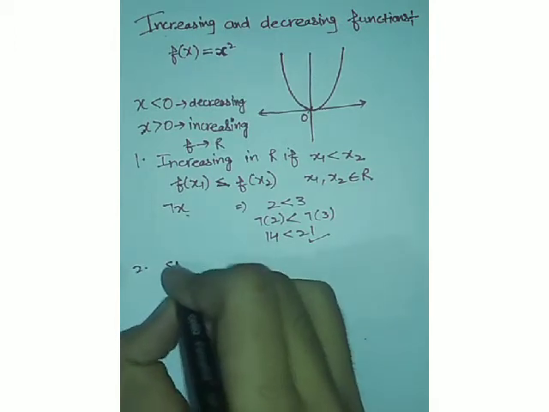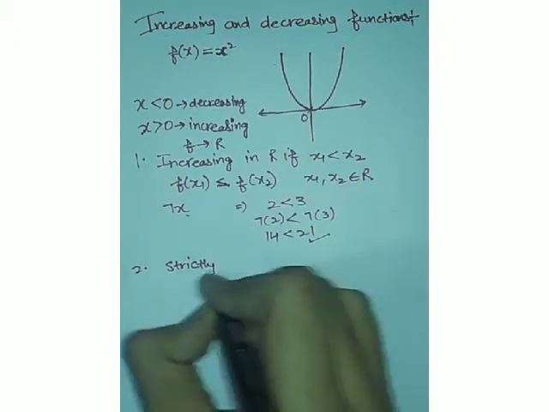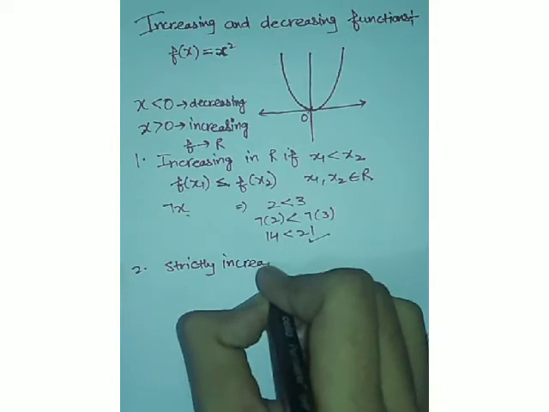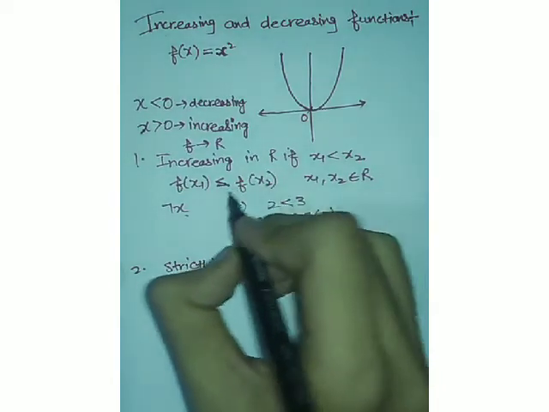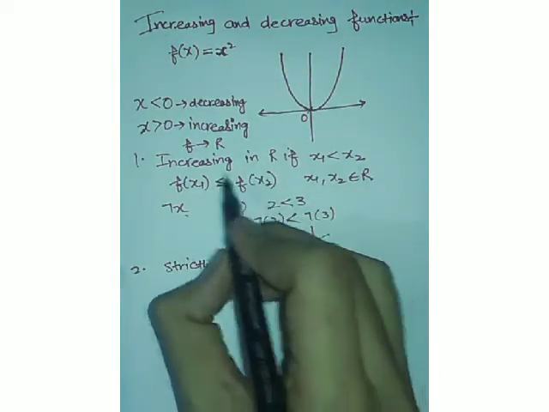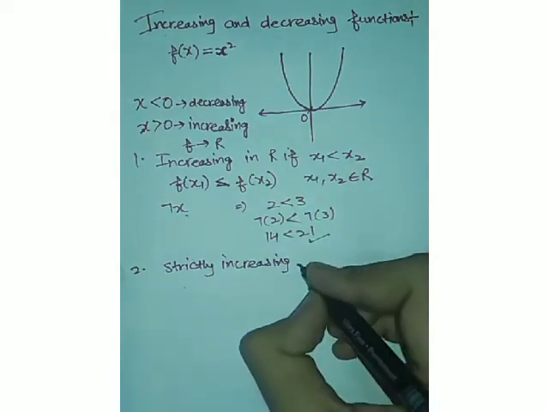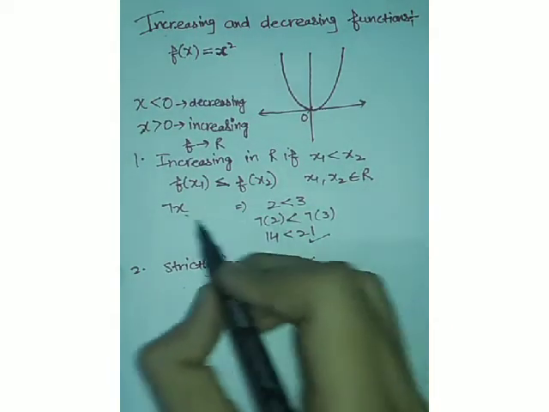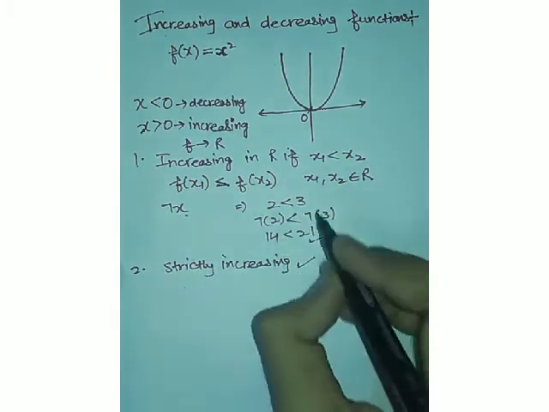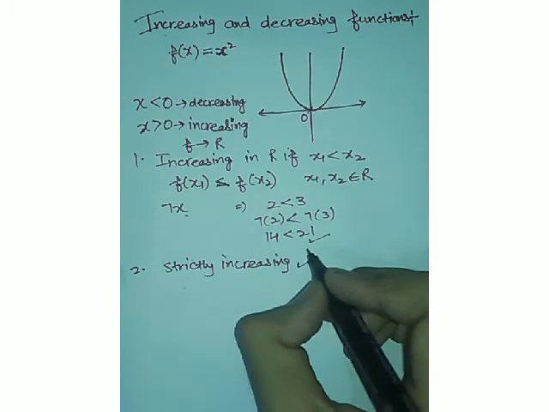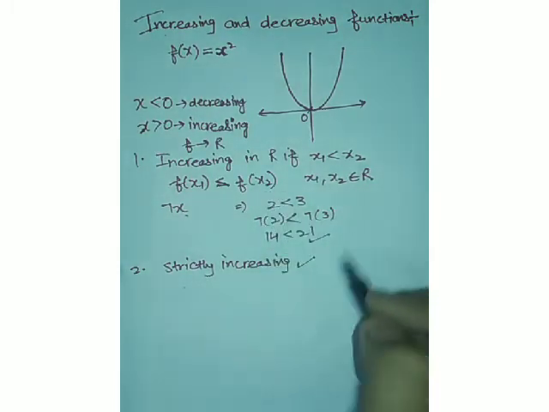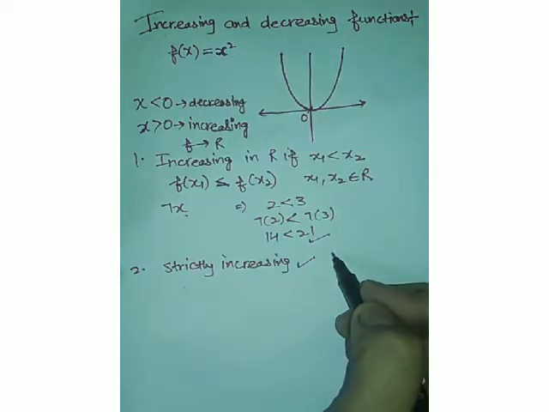Now the second one is how a function is strictly increasing. It's very easy. Just remove the equals sign from this inequality, then the function is known to be strictly increasing. It means this function is strictly increasing because f of x1 is not coming out to be equal to f of x2. Let's move to the strictly decreasing part.